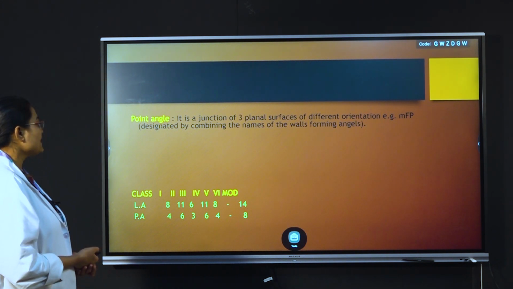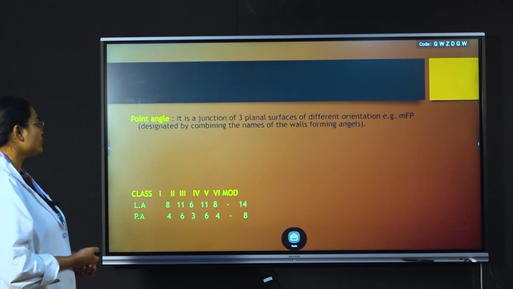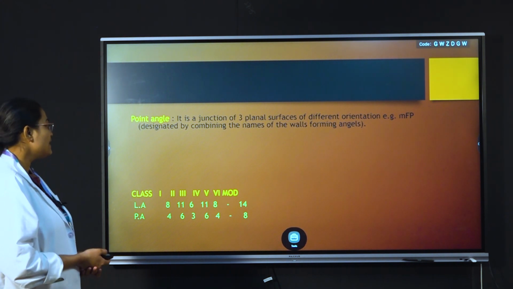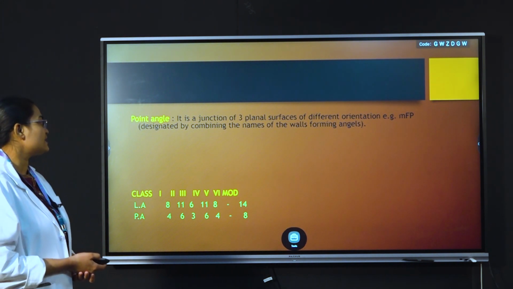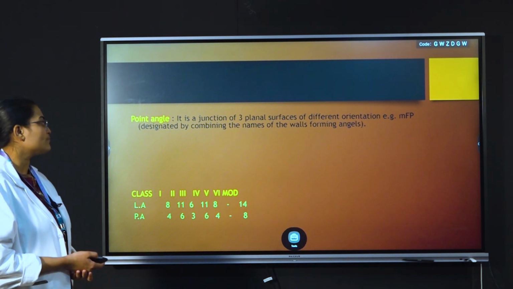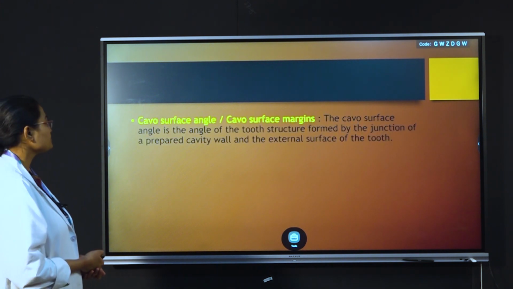Here we can see the line angle and point angle numbers in each cavity preparation, from class 1 to MOD cavity preparation. In class 1 we have 8 line angles and 4 point angles. In class 2, 11 and 6; class 3, 6 and 3; class 4, 11 and 6; class 5, 8 and 4; and in MOD it is 14 line angles and 8 point angles.